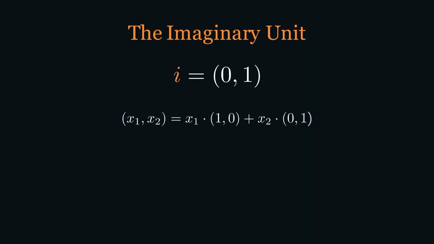There's one complex number that deserves its own name. The complex number (0, 1) is called i, the imaginary unit. It sits 1 unit above the origin on the positive imaginary axis. With i, we can write any complex number in a familiar form. (x1, x2) equals x1 times (1, 0) plus x2 times (0, 1). That's x1 times 1 plus x2 times i, which we write simply as x1 plus i x2. So (3, 2) becomes 3 plus 2i, much cleaner.